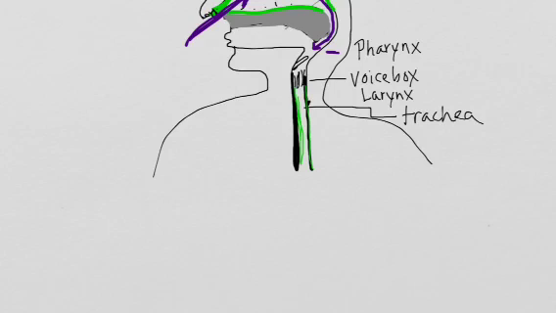The trachea is actually made of cartilage, and we know that cartilage is stronger than soft tissue like smooth muscle and skin. That's important because we never want the trachea to close. If the trachea closes, you stop breathing, and you don't last much longer than that. So the trachea always stays open.